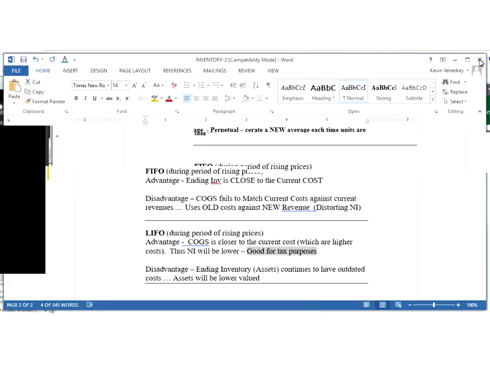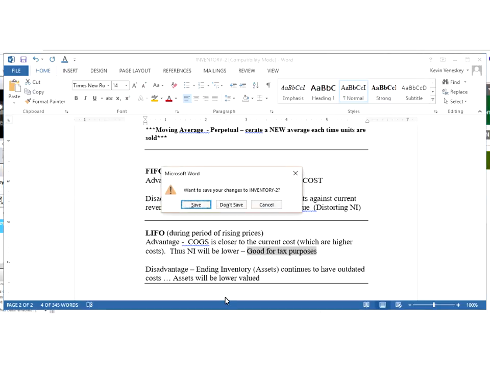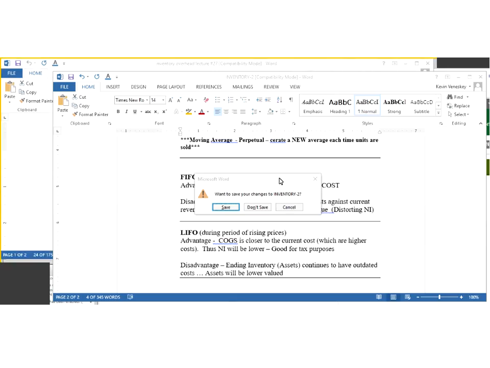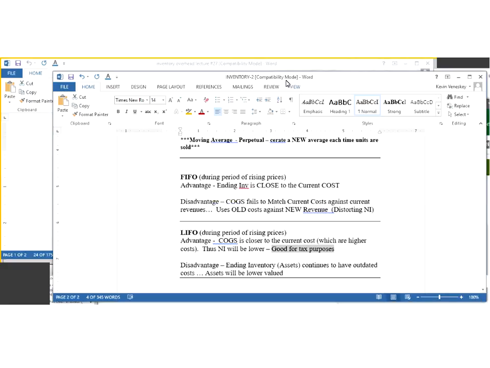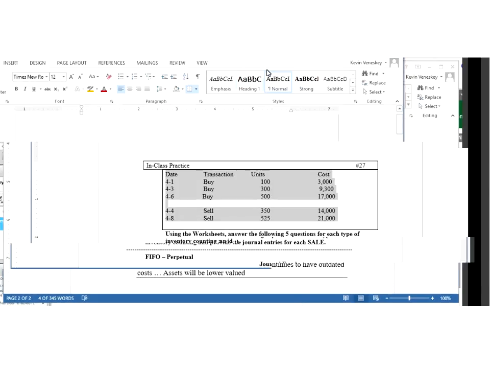Okay, that brings us now to our example. We'll go ahead and bring that up. Hopefully you have this out and ready. We have number 27.